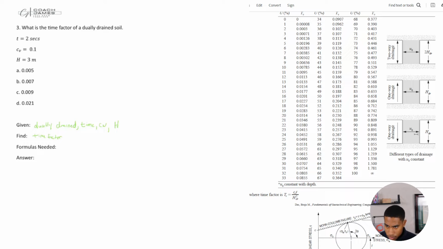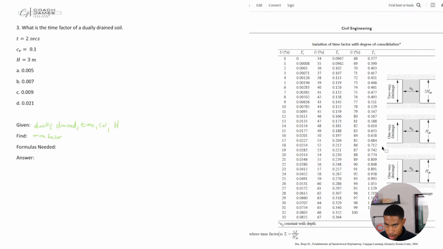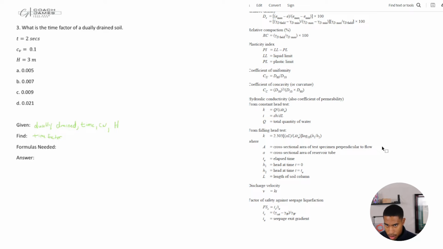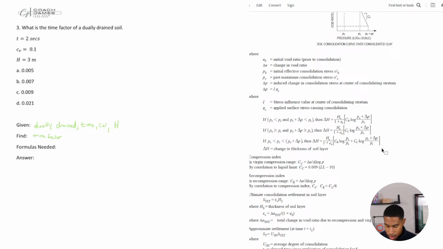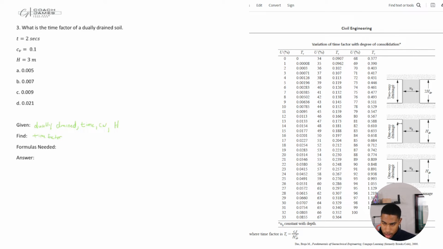Different types of drainage. All right, so if you have one-way drainage down, then your HDR is just your H. It drains one way. Another one-way drainage could be that it drains up, and so it only drains that way, so your height of drainage is just H. Now, if you have a dually drained or two-way drainage, it's key to remember that it can drain down or up, and you're going to have 2 times the height of the sample, because it can drain both ways.